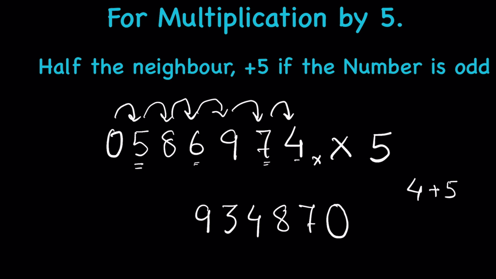Write 9. The neighbor of 0 is 5. Half of 5 is 2.5, but we will take 2. So the answer is 2, 9, 3, 4, 8, 7, 0. Let's check it with the calculator.